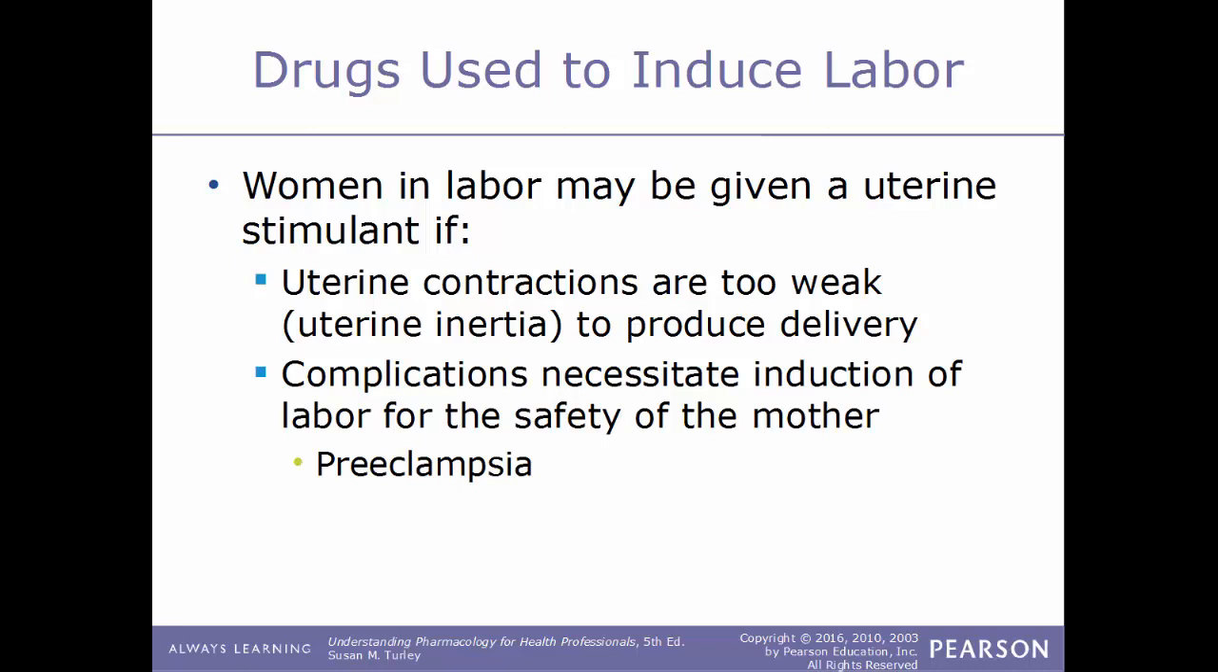Now, a woman in labor may be given a uterine stimulant if the uterine contractions are too weak and they can't produce delivery. And this absence of effective uterine contractions is known as uterine inertia. Now, these stimulants may also be given if there are complications that necessitate induction of the labor for the safety of the mother, such as in preeclampsia.